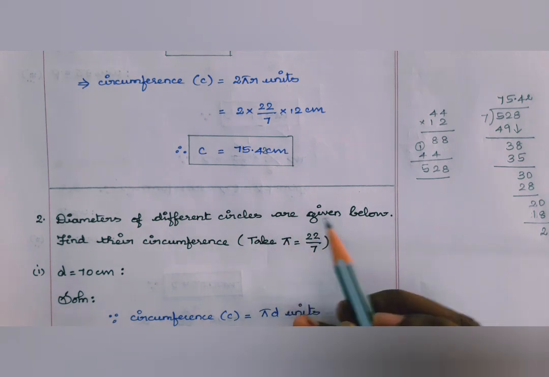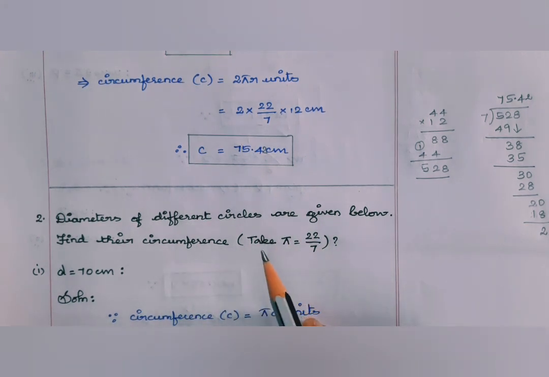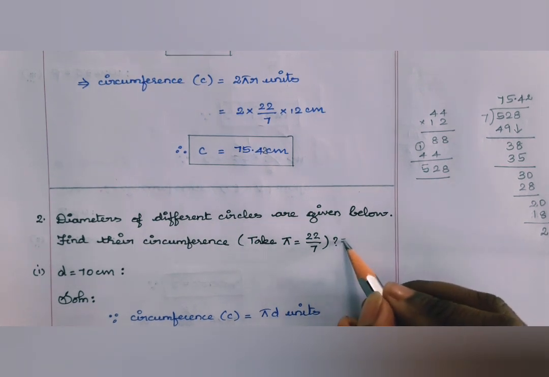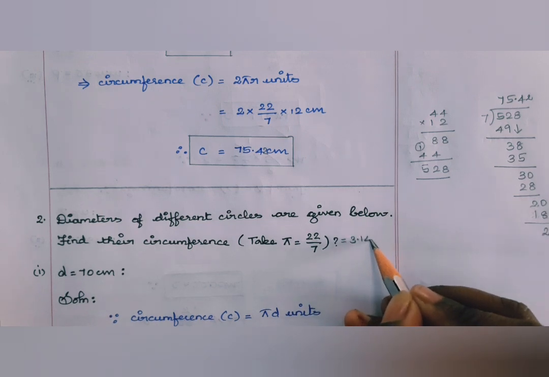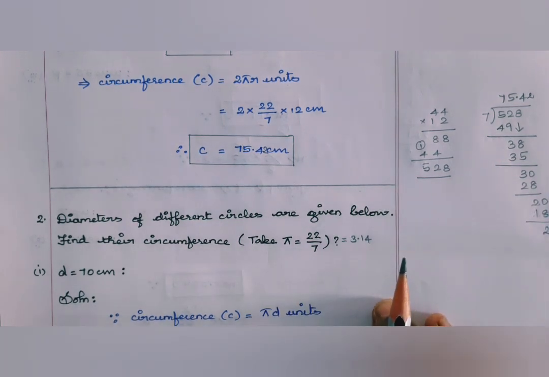Diameters of different circles are given below. Find their circumference and take pi is equal to 22 by 7. Okay, we know the value of pi. We can take 22 by 7 or 3.14. Now, we'll take the simple concept, it is 22 by 7.